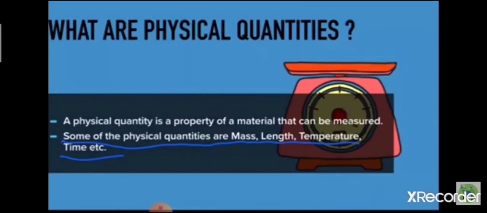One more example is time. So time can also be measured and it comes under physical quantity. How? Because there is a time duration, or we can say the manufacturing date or expiry date of an ice cream. So this is how we can measure time also. So some of the physical quantities are mass, length, temperature, time, etc.